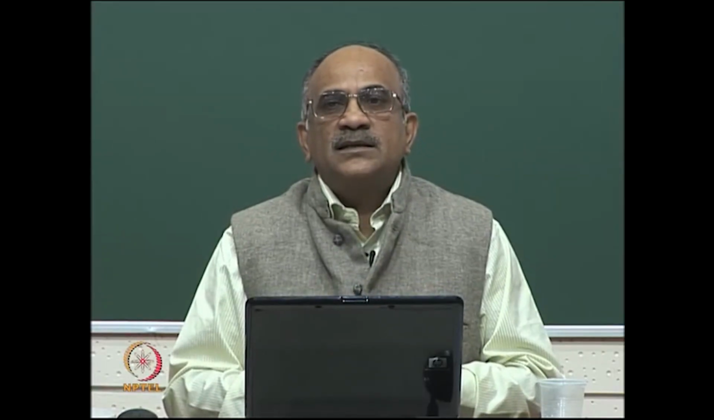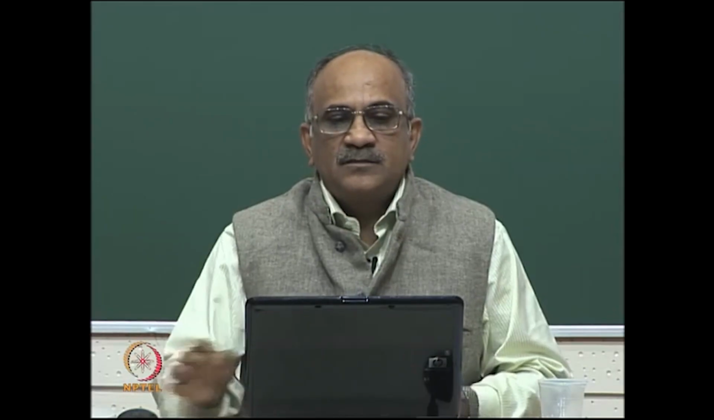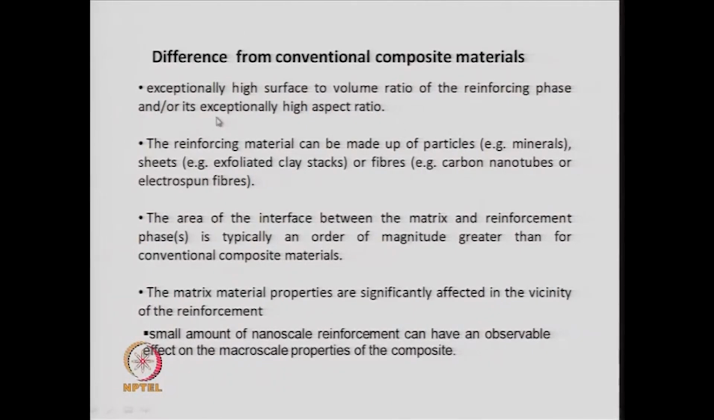So, composite materials are not new. So, how are these new nanocomposites different from the earlier known composite materials? Now, these nanocomposites have exceptionally high surface to volume ratio of the reinforcing phase, and or exceptionally high aspect ratio. Because you are putting nanoparticles as one or both of the components, or if it is made up of three materials, the addition of any nanoparticle or a nanowire increases the surface to volume ratio. So, that is a difference from normal composites.